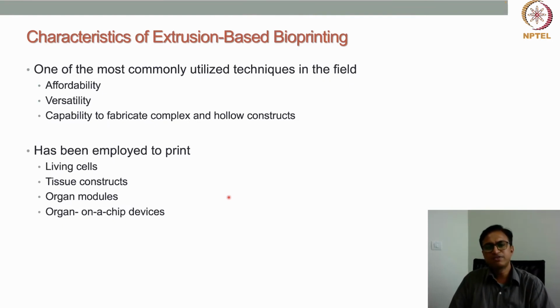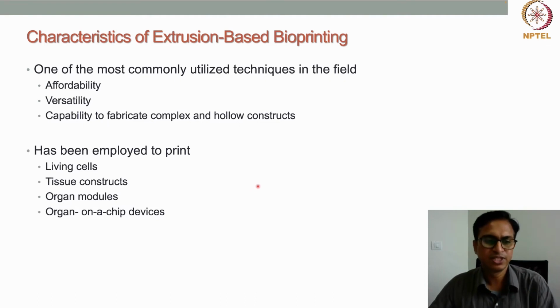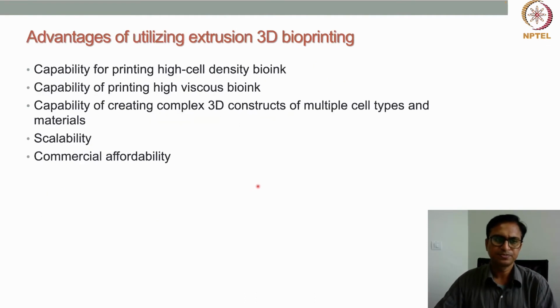Now, organ on a chip devices, that is another area where extrusion based bioprinting is coming in a big way, because nowadays the trend is to use in vitro models, tissue or organ models, for drug screening, toxicity screening, and also for different other applications. So extrusion based bioprinting has been used widely for developing this kind of devices. So these are the things that have already been done with extrusion based bioprinting.